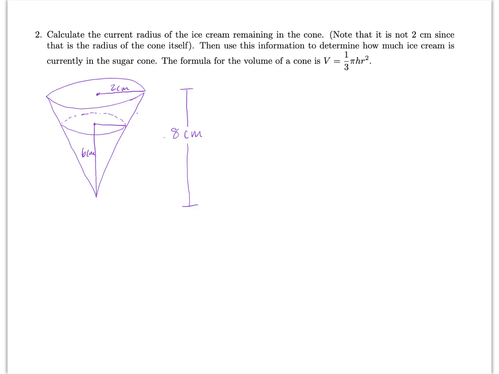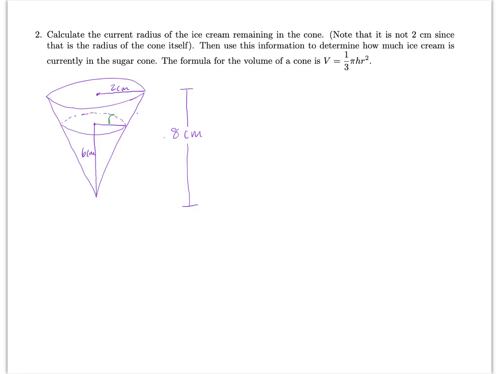So in problem 2, we want to calculate the radius of the ice cream remaining in the cone. It's not 2 centimeters, that's the radius at the top of the cone itself. I want to know this radius. We could maybe label it R. And then I want to use that information to determine how much ice cream is currently in the sugar cone, and they gave us a formula for that.